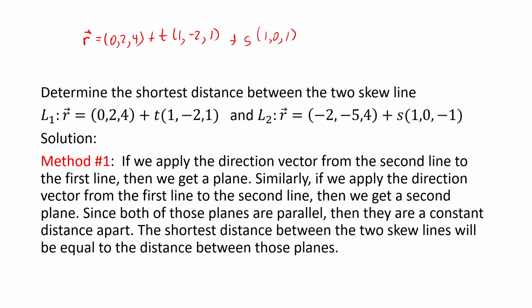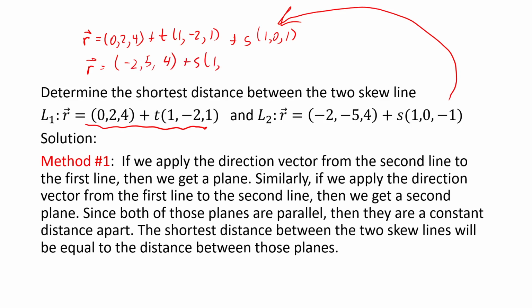And notice all we did here is we kept line 1 intact, but added the direction vector from the second line to it. And then our second plane will be where we keep line 2 intact, and then we add the direction vector from the first line to it. And so what we've done is we sort of leave both lines alone, but in each case we steal the other direction vector as well, giving a second direction vector.